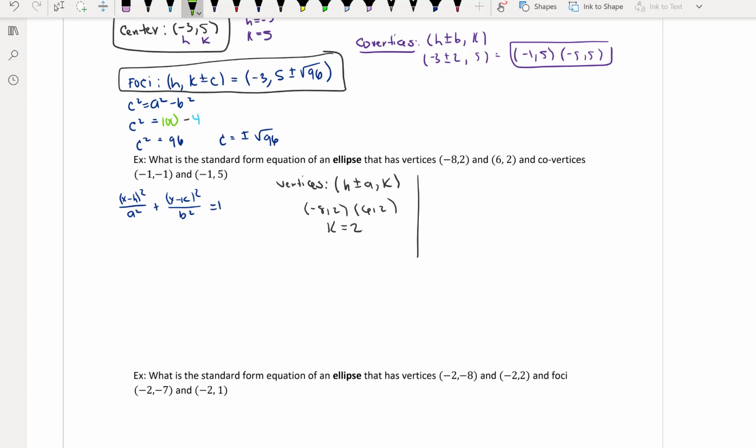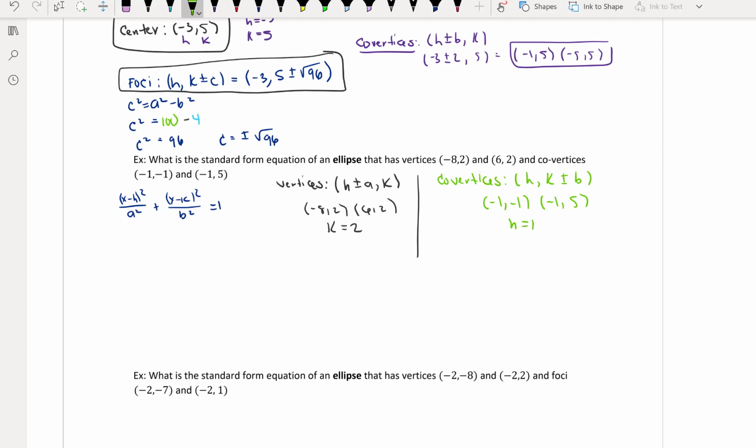Likewise, if I go over and look at the covertices, the general formula for the covertices would be my h and k plus or minus my b value. So since that's the case, I have negative 1, and I have negative 1. Let me rewrite that. Here we go. Negative 1, negative 1 comma 5.